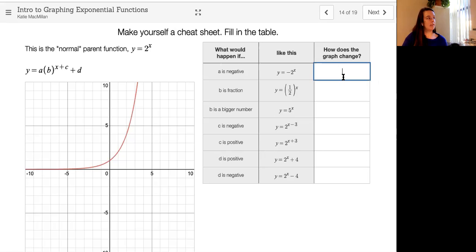We pop a negative in front. Yeah, it flips. How does it flip? Does it flip over to the bottom or does it flip over to the left? It flips down, yes. So we could say flips down over the x-axis. Definitely. We want to be as concise as possible because we're going to use this as our cheat sheet for the next part.